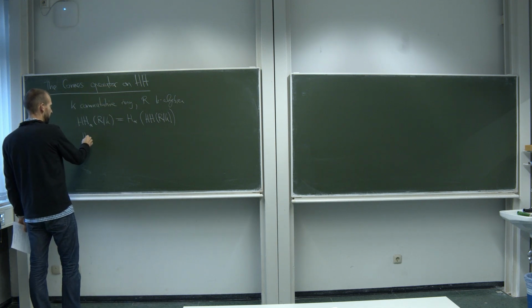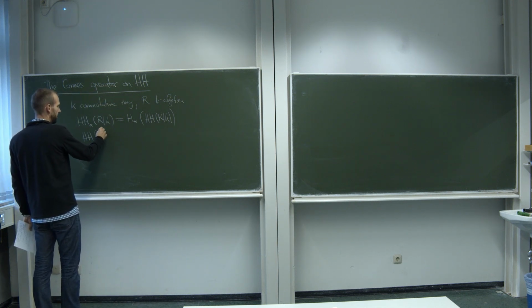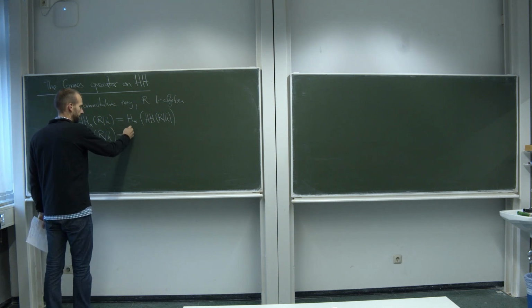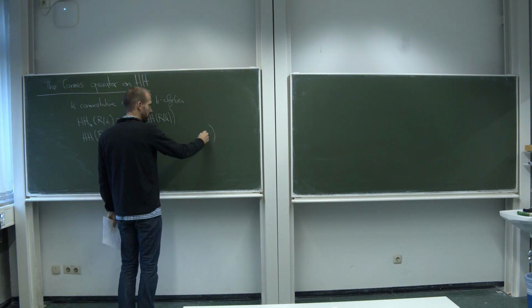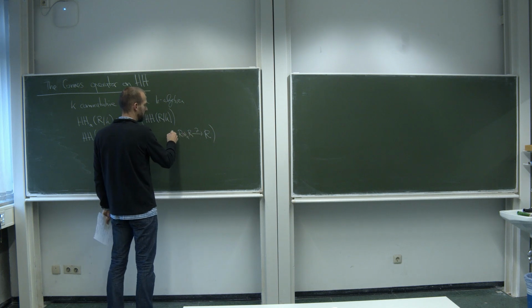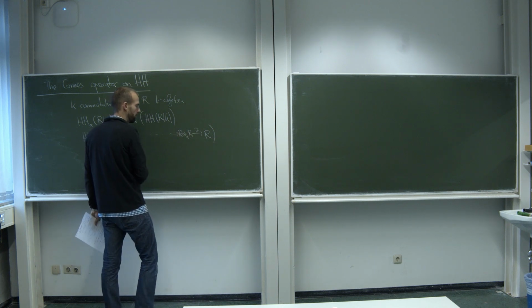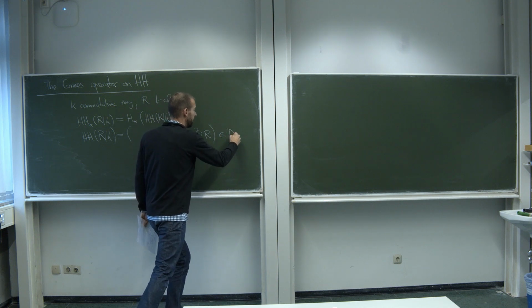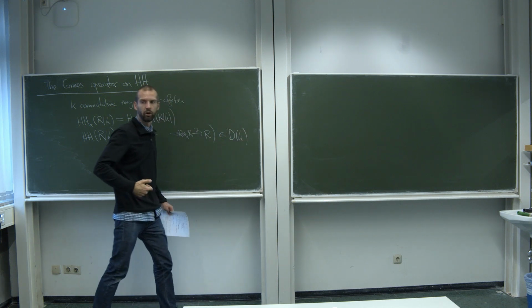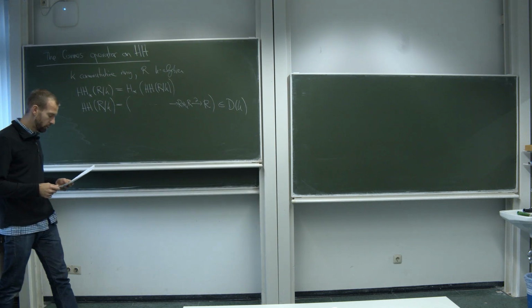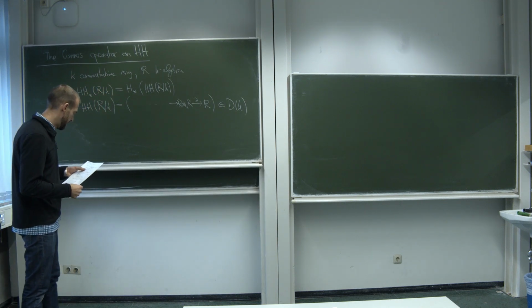The Hochschild chain complex is given by the chain complex which took the form R, and then we had a differential partial, R tensor R, and here we had 3 copies of R and so on. This is an object in the derived category of K, in other words, a chain complex over K. Okay, so that's the Hochschild complex.